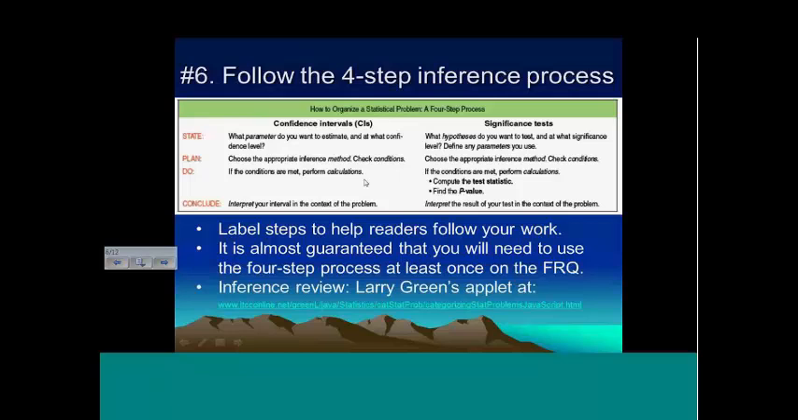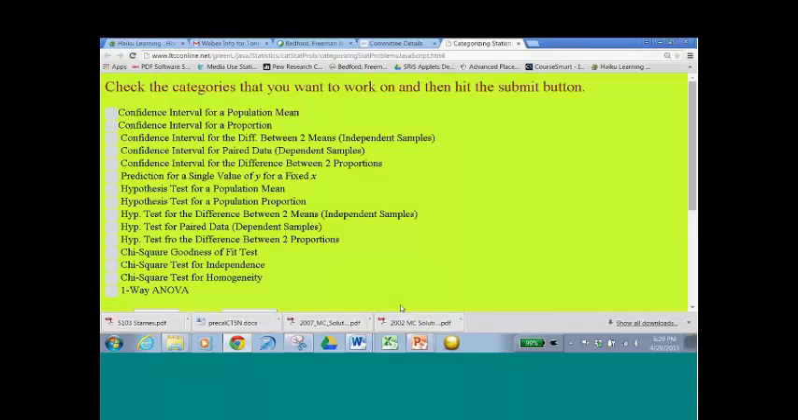There's a wonderful little inference review at Larry Green's website, Lake Tahoe Community College. So I'm just going to try to launch that link, and then in just a second we're going to be taking some questions. So this is Larry Green's website at Lake Tahoe Community College.